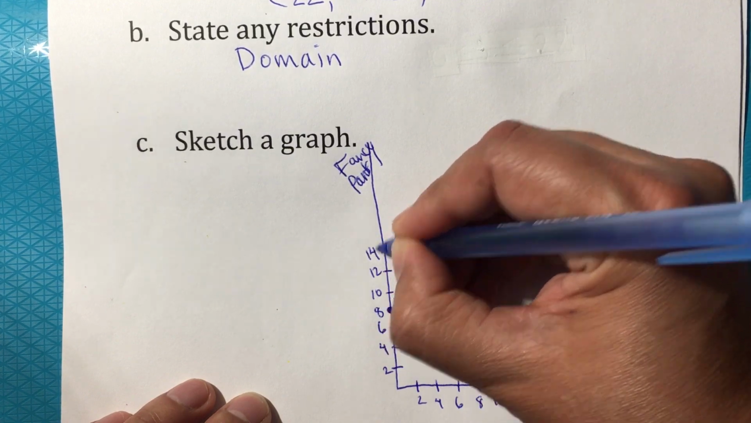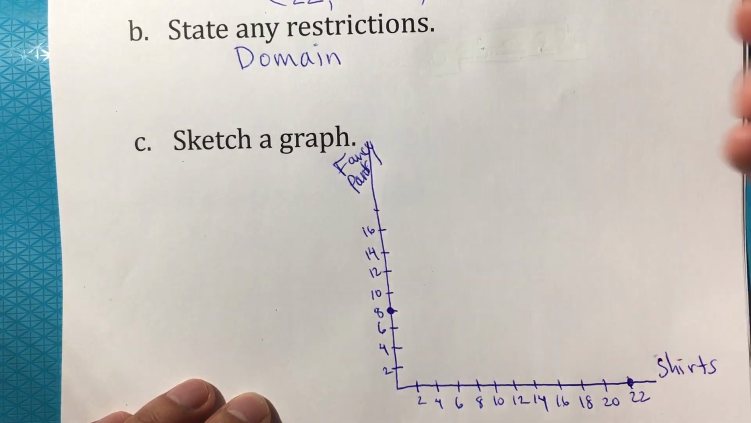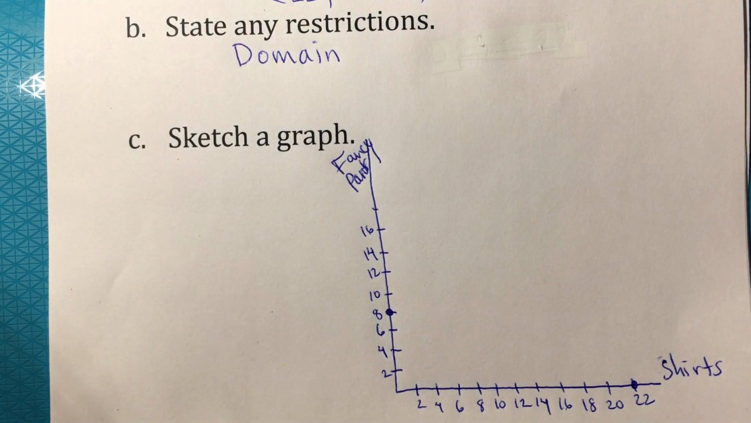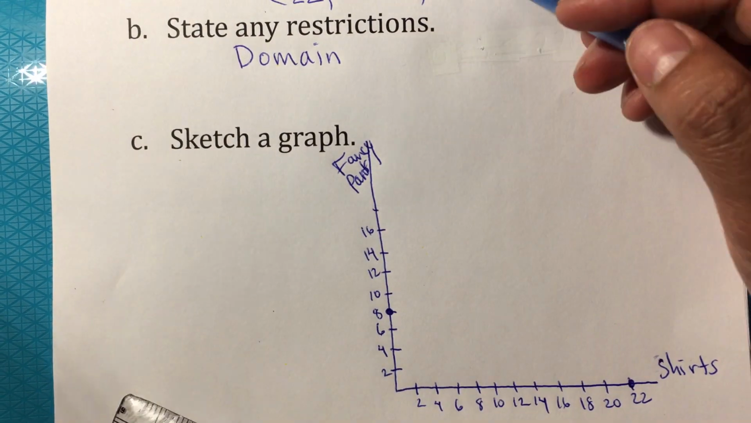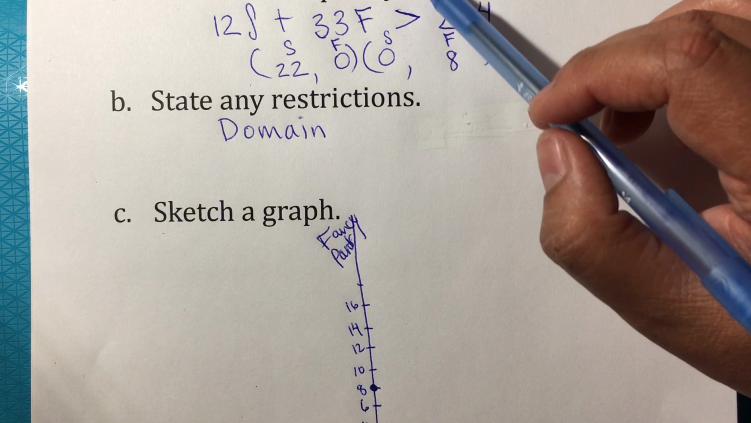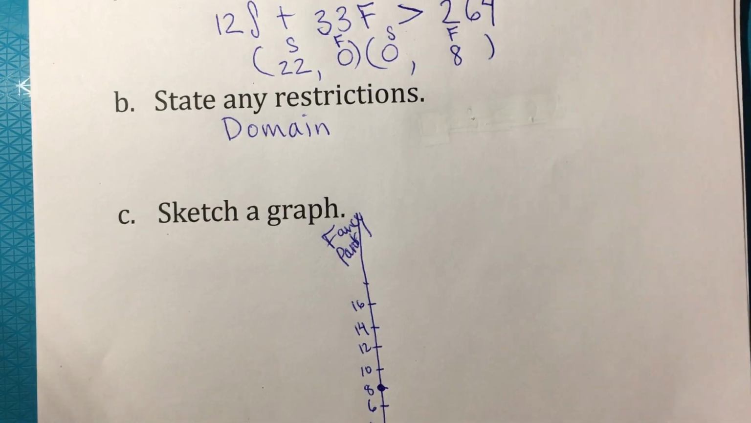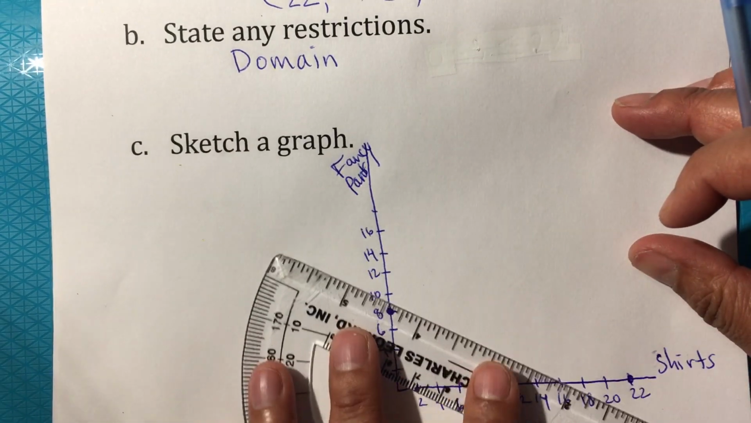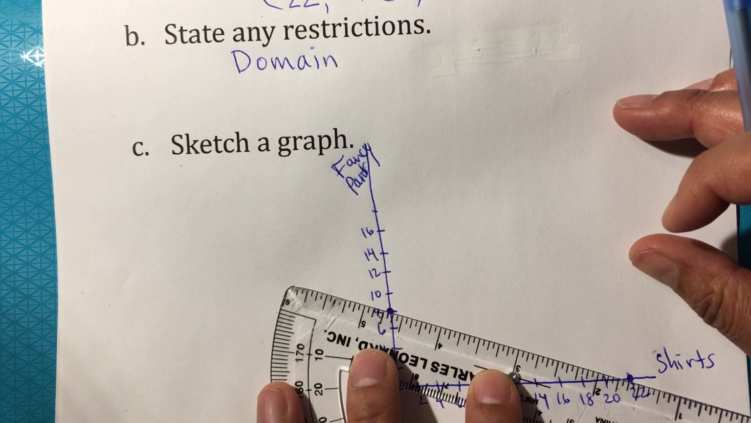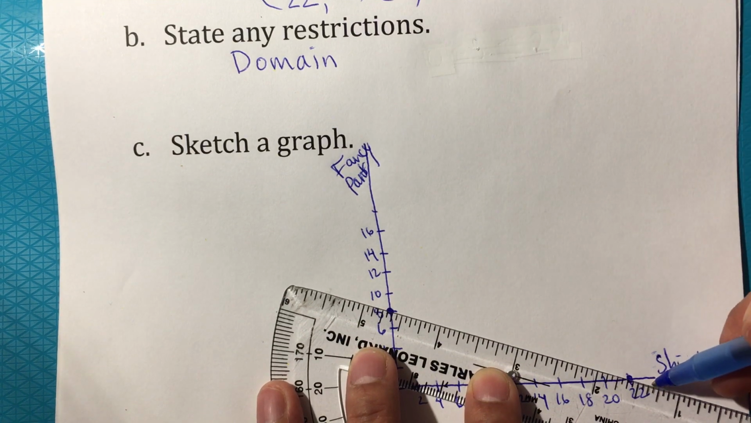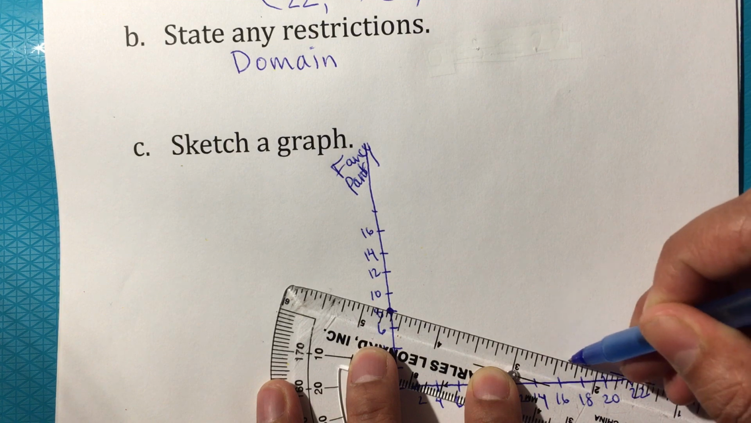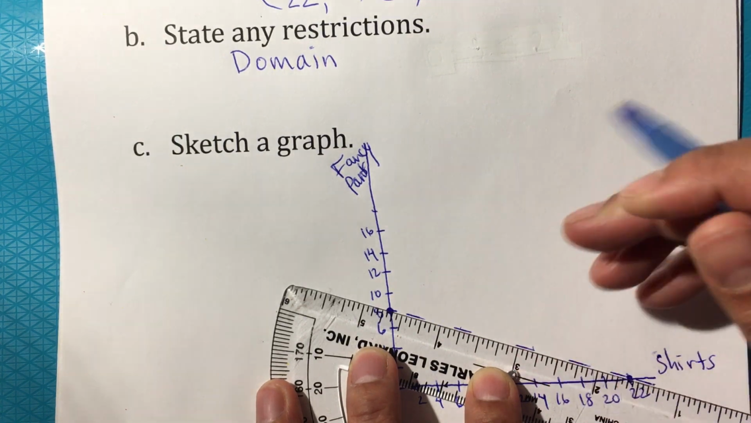Okay, so we connect those. Again, because it doesn't have the equal sign, it's going to be a broken line. If it had the equal sign, it means that it includes the points on the line. But in this case, it doesn't, so it's a broken line.